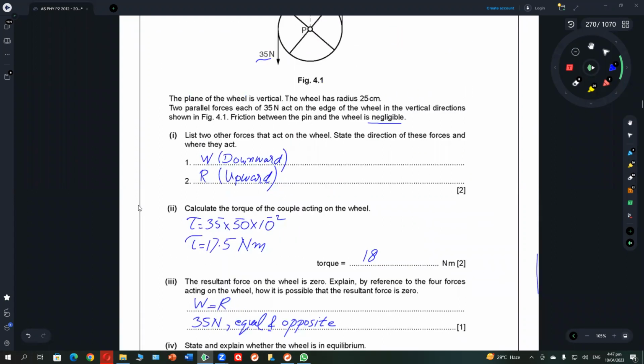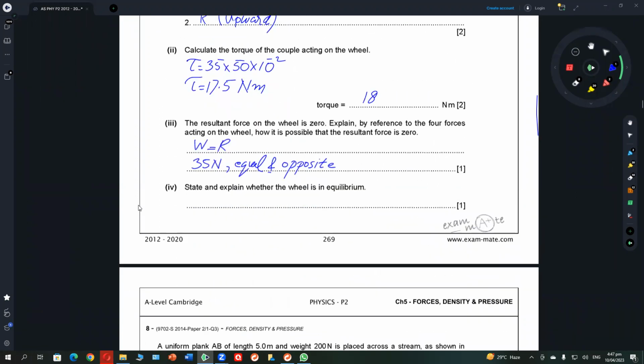The forces are equal and opposite. He's giving 1 mark, so I think that will be fine. State and explain whether the wheel is in equilibrium. Do you remember there are 2 conditions of equilibrium in that chapter? Resultant force should be 0. And what was the second condition? No acceleration, constant velocity. No. Resultant moment is equal to 0.